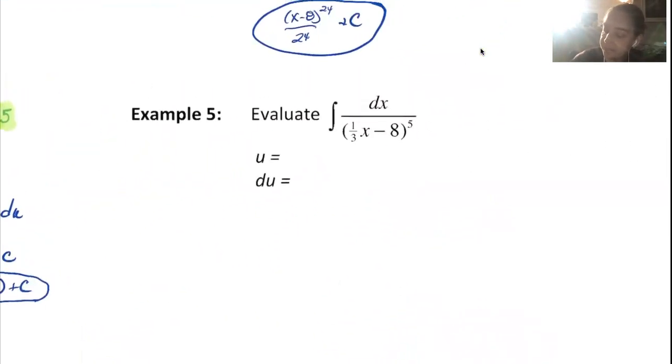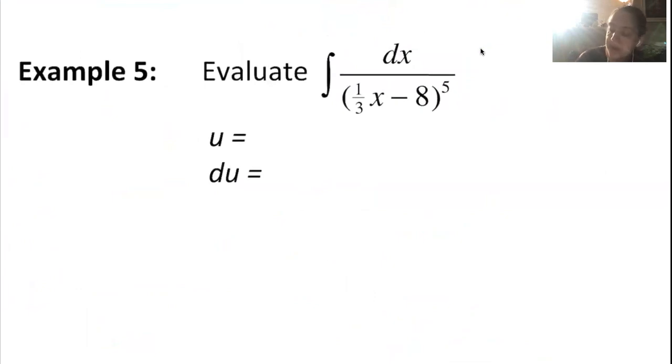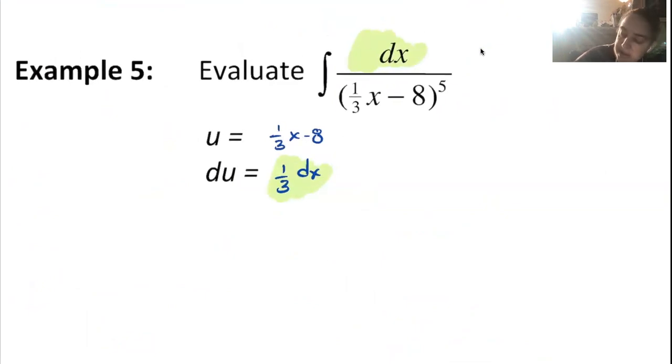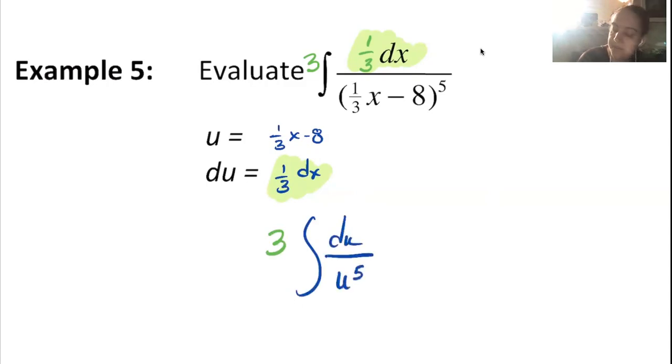Example 5. Same idea. U is what's in the parentheses, so it's 1/3 x minus 8. The derivative of 1/3 x minus 8 is 1/3 dx. I don't have a 1/3 in the problem. I'm looking ahead here. I need 1/3 dx, but I only have a dx. So again, I'm going to put that piece in. So I need a 1/3, but if I put a 1/3 inside, I need a 3 outside. So when I rewrite this, it becomes 3 on the outside, the integral of du over u to the 5th.